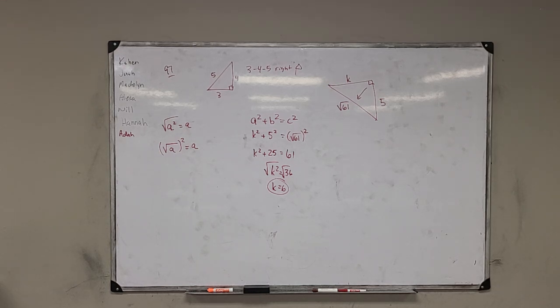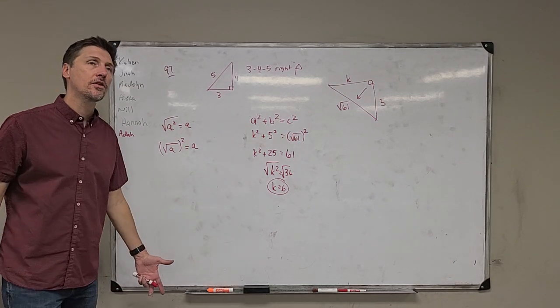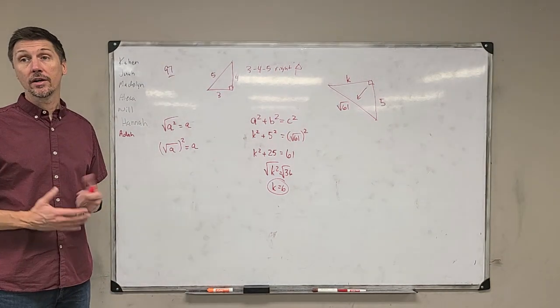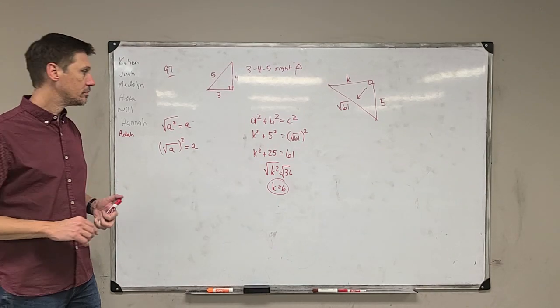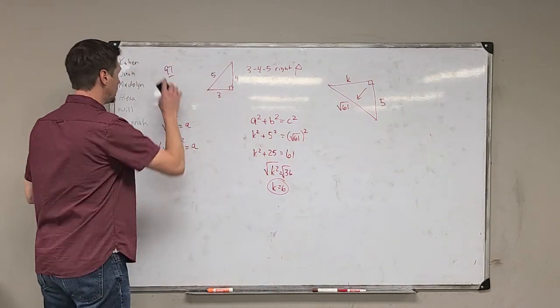Any questions about that? Yes? Is the whole point of these just finding the missing side? That's right. The Pythagorean theorem allows us to find the third side for a right triangle if we have two of the other sides. Okay? All right, let's move on to lesson 98.